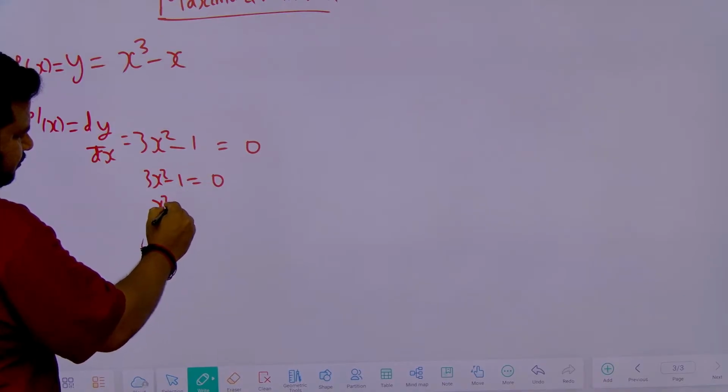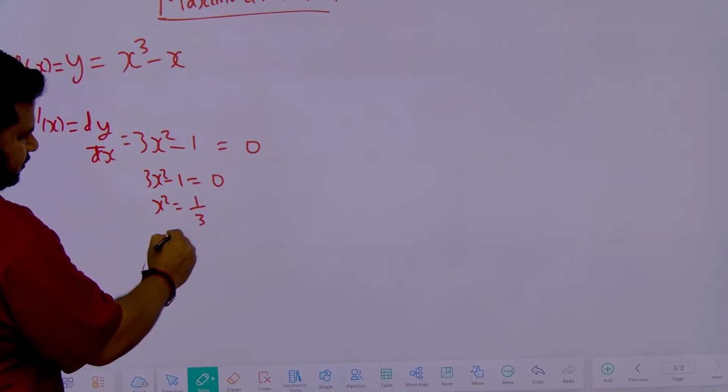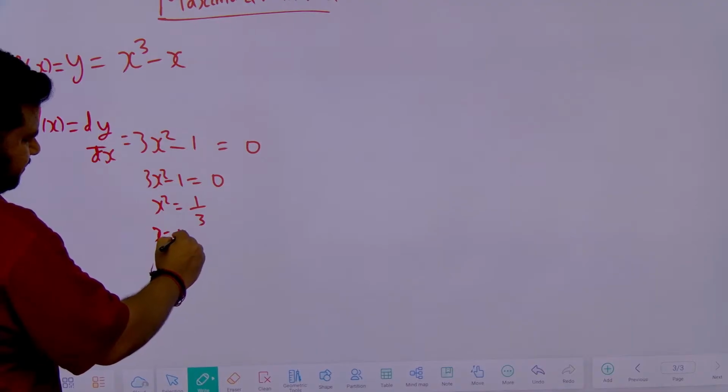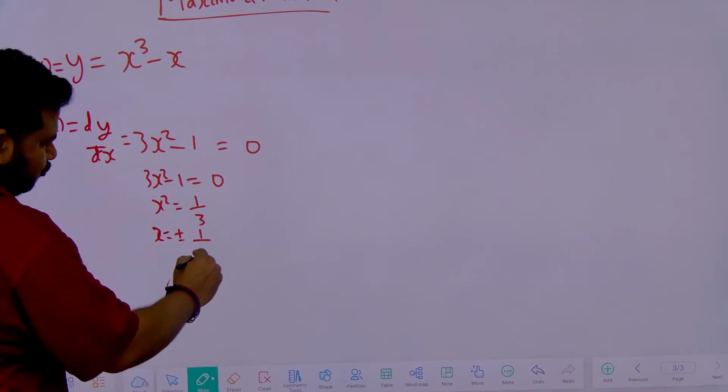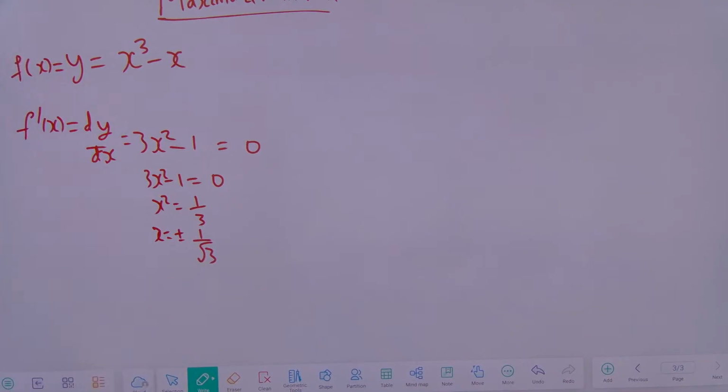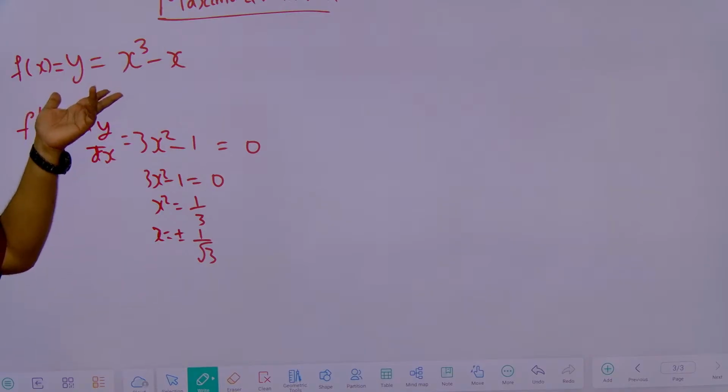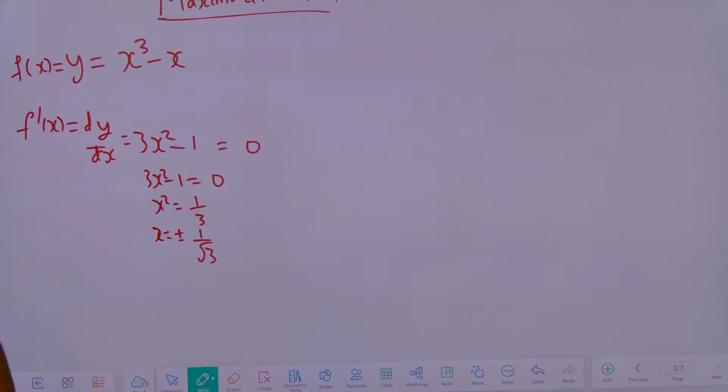X square will be equal to 1 by 3. So x will be equal to plus or minus 1 by root 3. Now we got the values of x, that is plus 1 by root 3 and minus 1 by root 3. These points are called critical points. This you have to use in the question. Now let us differentiate this again, a second time, because we got only the value of x. We don't know whether it is maximum value or minimum value. So to find out the maximum value or minimum value, we have to differentiate 2 times.